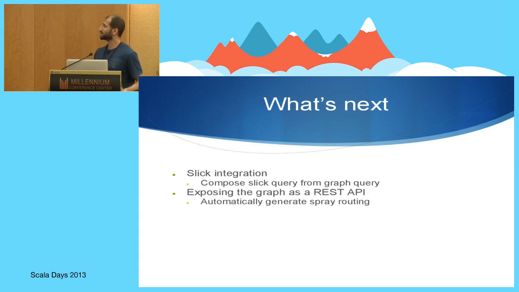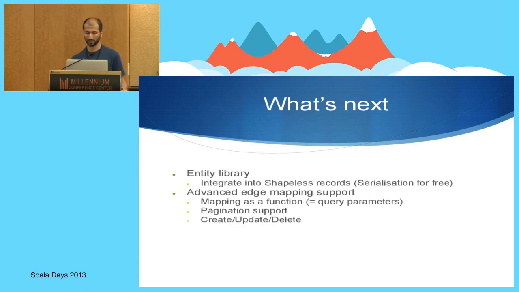Another thing that we think is very interesting is integrating this with Spray, which is what we use for our RESTful API. If we could generate the Spray routing, as well as the documentation for it, automatically from the graph, it could save us a lot of work. It probably wouldn't replace the whole thing, but it would get the basics in place.